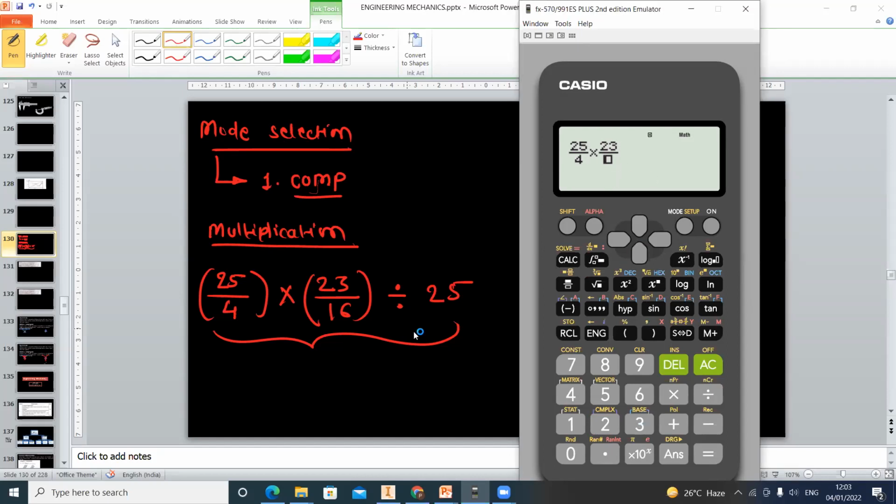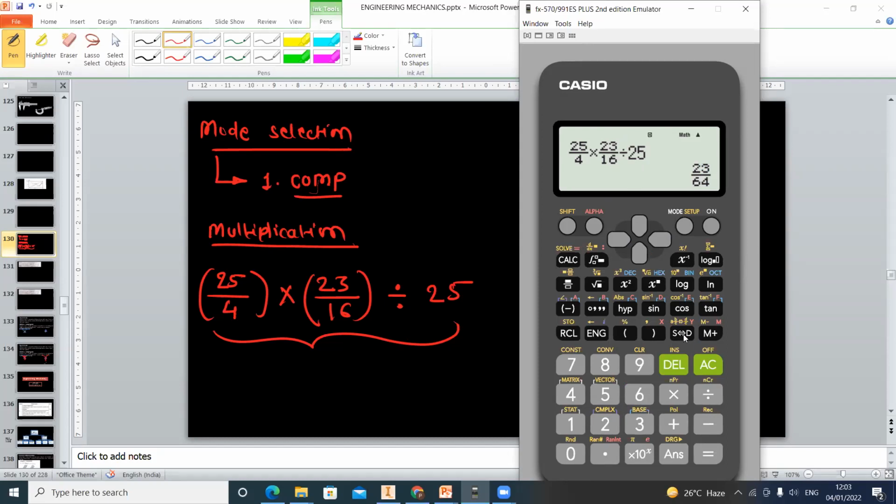Press the down arrow, then 16. Press the right arrow so that we can take the cursor out of this fraction and divide it by 25. Okay, press equal. So right now the answer is available as a fraction, 23 by 64. But if you want this answer in decimals, then there is an option S to D.